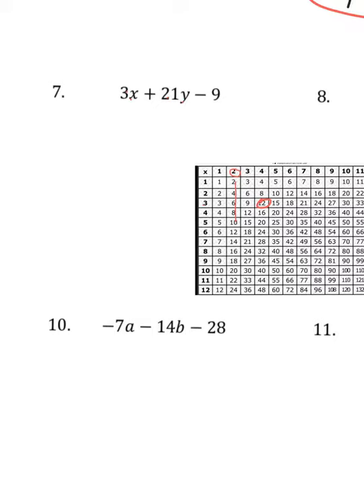3 divided by 3 is 1x. 21 divided by 3 is 7y, and it's a positive 7y. And negative 9 divided by 3 is negative 3. So that is the final simplified expression.